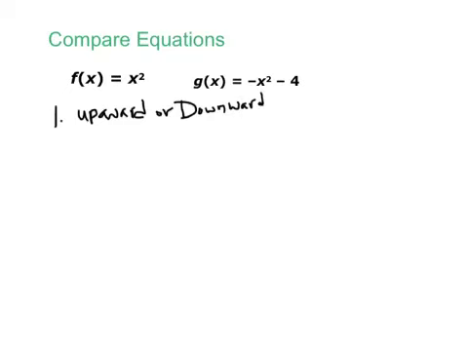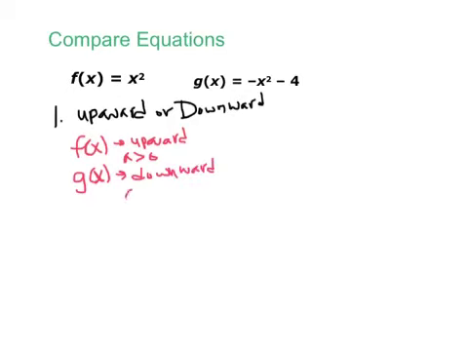So what we can say is that we know f of x opens upward, and we know that because a is greater than 0, and then we know that g of x opens downward because a is less than 0. Because if we look at this, a is 1, and then a in g of x is negative 1. So since f of x is positive for the a value, that points upward, and g of x points downward because that a value is negative.